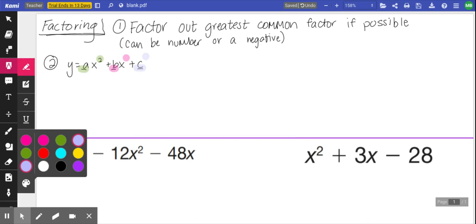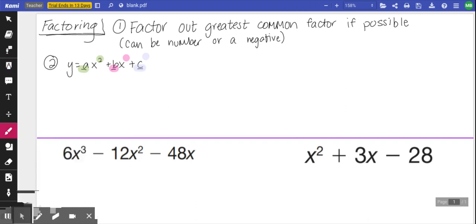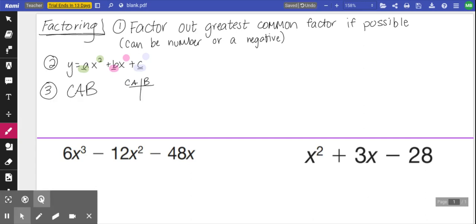You could also look at the number of x's. A has x squared, B has only 1x, C does not have any x's. Again, sometimes they will try to trick you and write them out of order. You have to make sure you are labeling them correctly. Our next step is to do our CAB, where you are determining what you can do to multiply to get CA, but then add to get B.